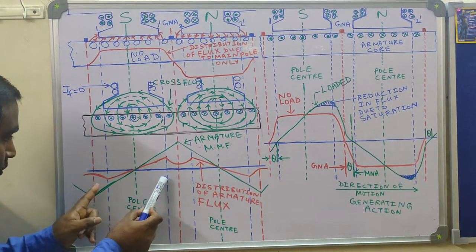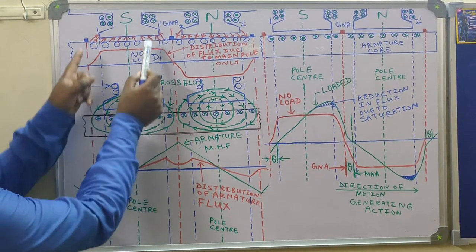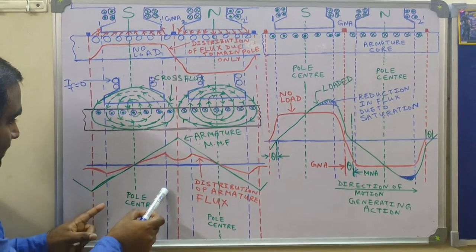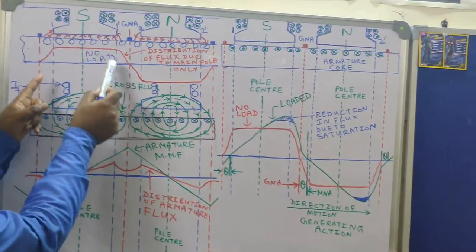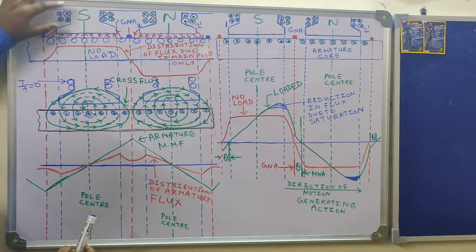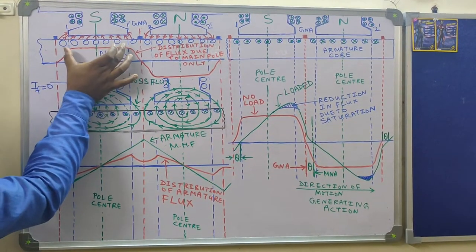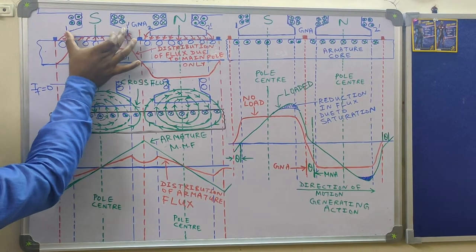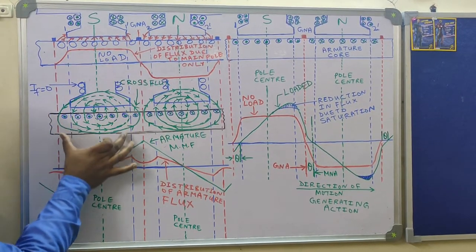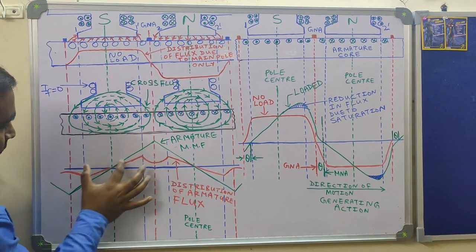Now if reluctance is constant, then nature of MMF and flux will become the same. So only in this portion, mind you, only in this portion, that means the portion under the south pole phase, we will see that the air gap between armature core and the south pole phase is more or less uniform. So in this part, between 1 and 1 dash, under the south pole phase, air gap is uniform. So that's why the flux will follow the armature MMF waveform.